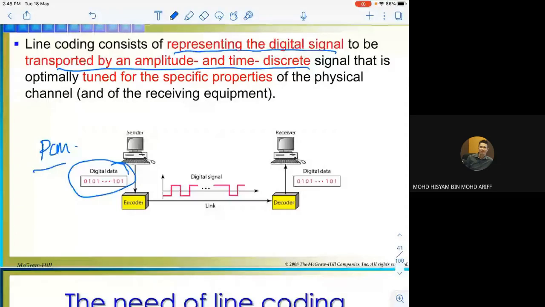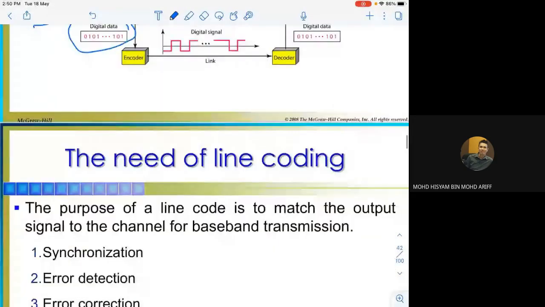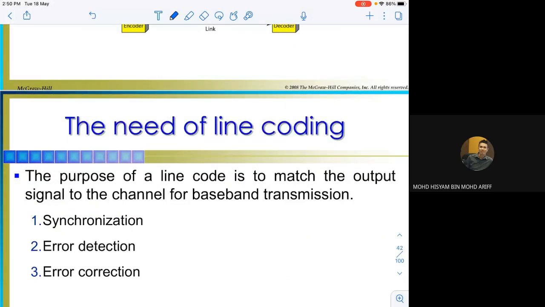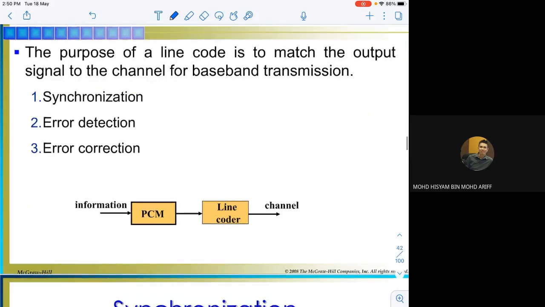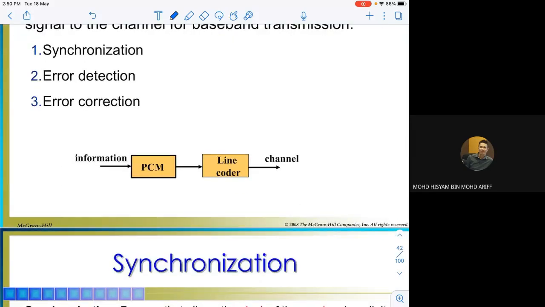Line coding is something that you apply before sending to the channel. Each line coding is used in a different application. For example, this is PCM, right? Then the line coder, and then the channel.